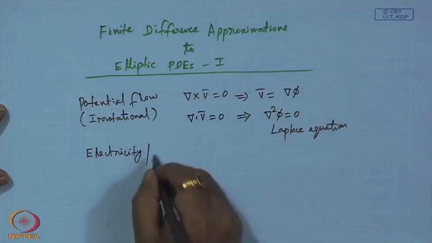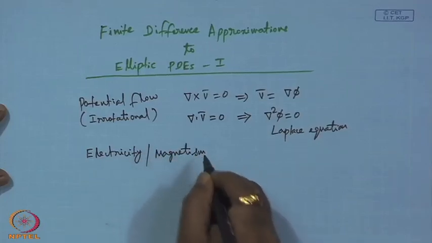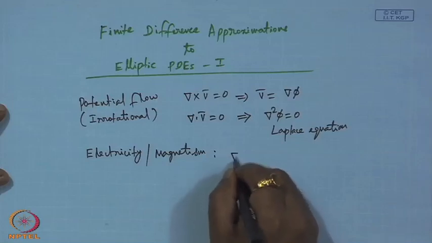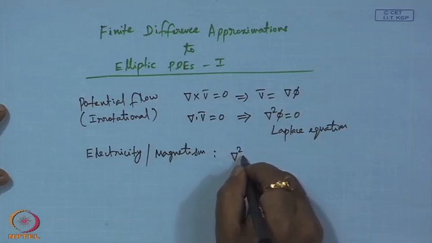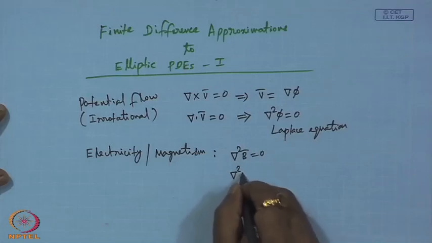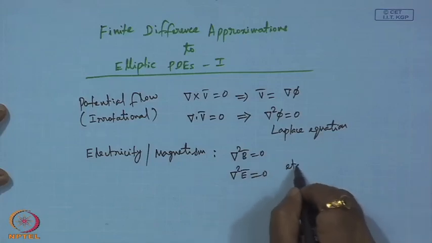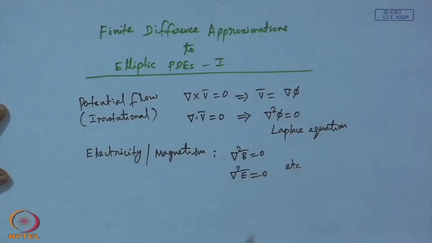Similarly, in electricity or magnetism, we have del square B bar equal to 0, where this is a magnetic field and this is an electric field. So, we can have several such examples.